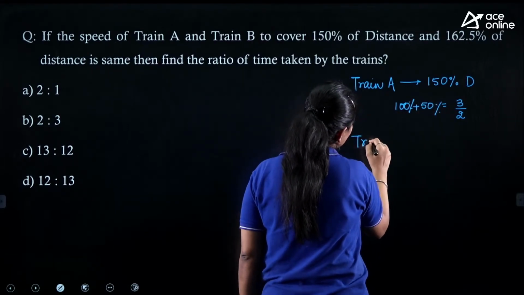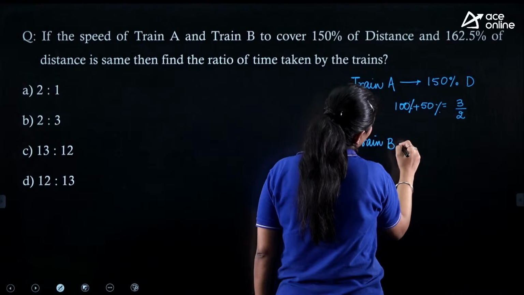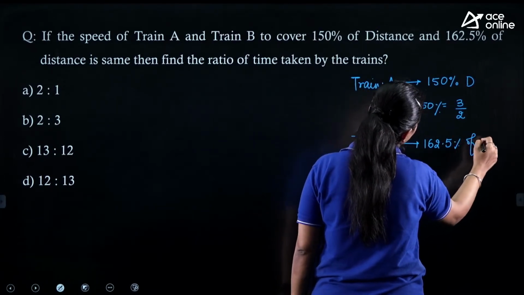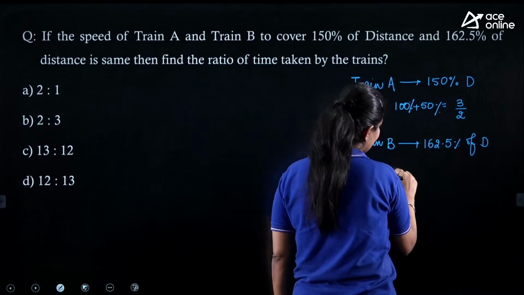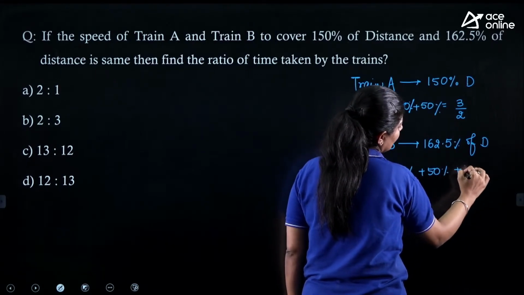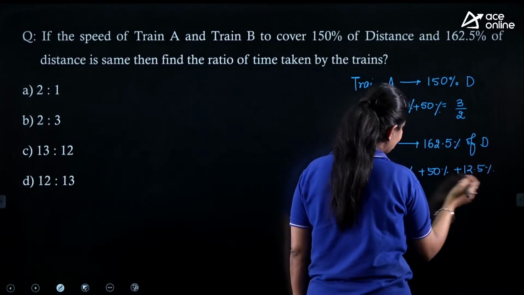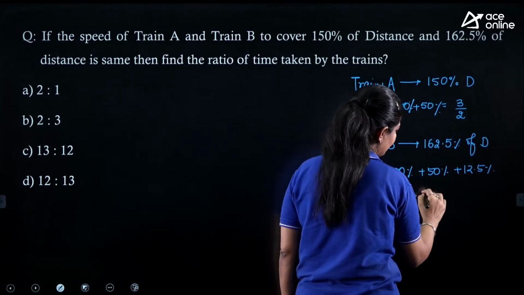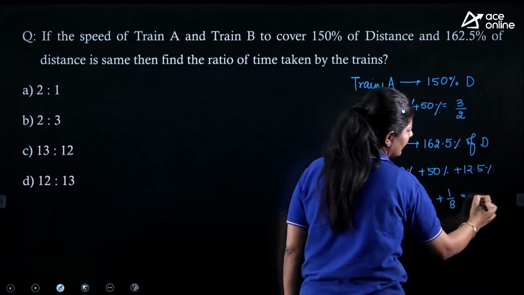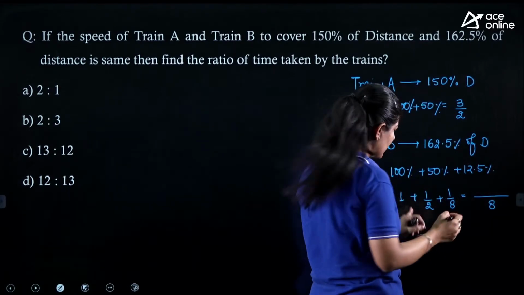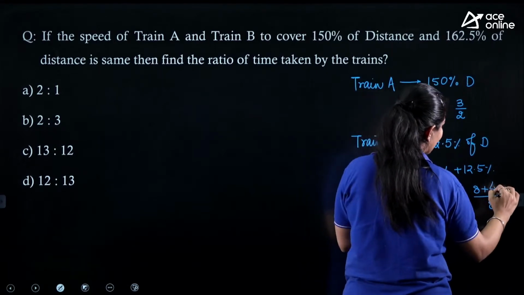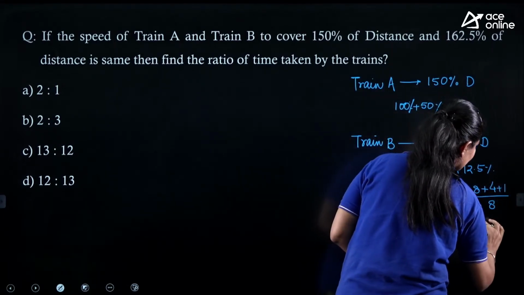For train B, we are having 162.5% of distance, right? We can bifurcate it as 100% plus 50% plus 12.5%. This can be written as 1 plus half plus 1 by 8. When you are going to solve it, you will take LCM as 8. So here 8 plus, here we got 4 and plus 1, that means 13 by 8.